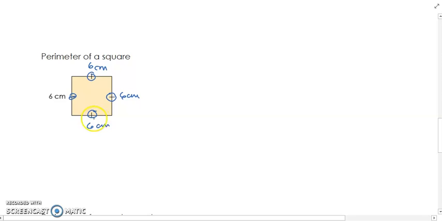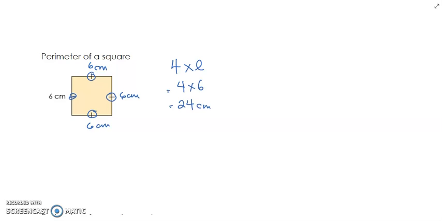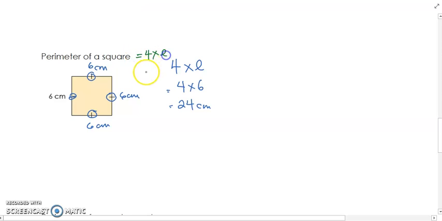If you look at it, we have 4 groups of 6, don't we? Because the square has 4 sides, we have 4 groups of the length. Each length of side, 4 groups of L, 4 times L, right? So 4 times 6 is equal to 24. And we have to remember that is 24 centimeters. So we can then say that the formula for finding the perimeter of a square is 4 times length. Remember that because we're going to use it a little later on.